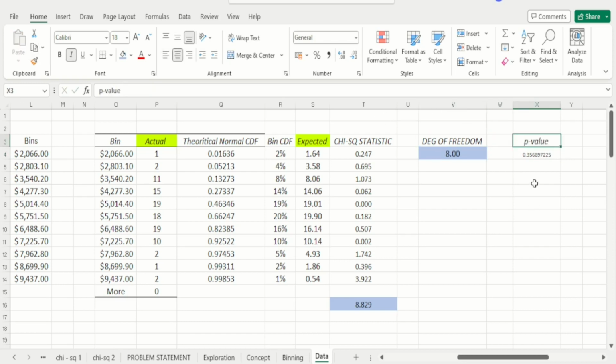Okay, and this is the p-value which will take us to the observations around whether this is a normal distribution or not, right? So let's go ahead and quickly do a recap of what we have looked at so far, right? Before we come to the final conclusion around what this p-value would mean for us.